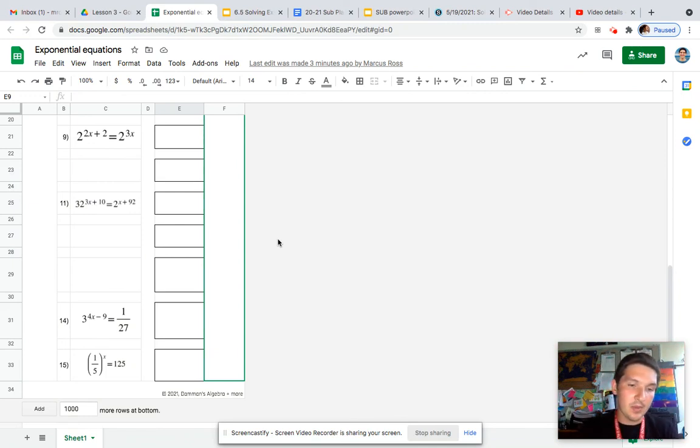Number 15, again, we can change that 1/5 to the x to 5 to the negative x. And so 5 to the negative x, and then we're going to pull out that 125 to make it 5 to the third. Pull out your pieces, and you got your answer.